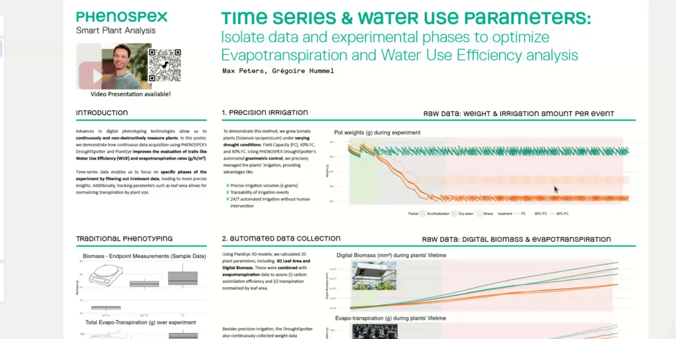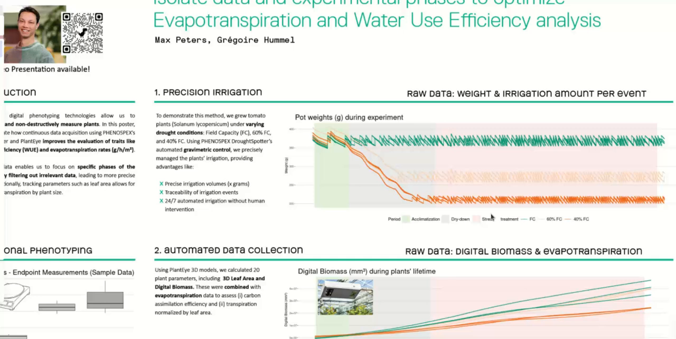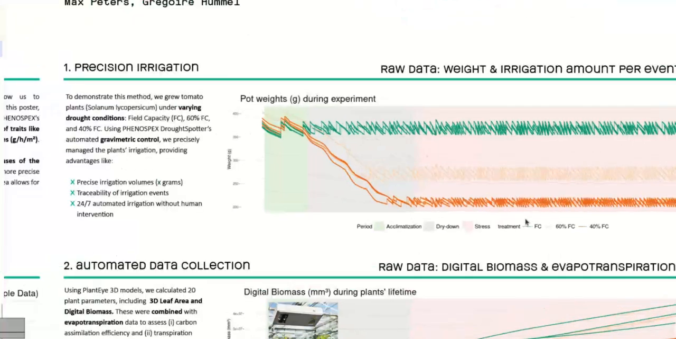To illustrate this methodology, we've set up an experiment where tomato plants were grown under different drought stresses. First, we had a group where the plants were grown at 40% of field capacity, a group where they were grown at 60% of field capacity, and then the control plants, they were grown at full field capacity.